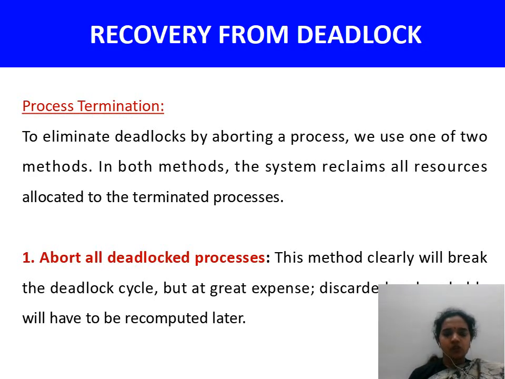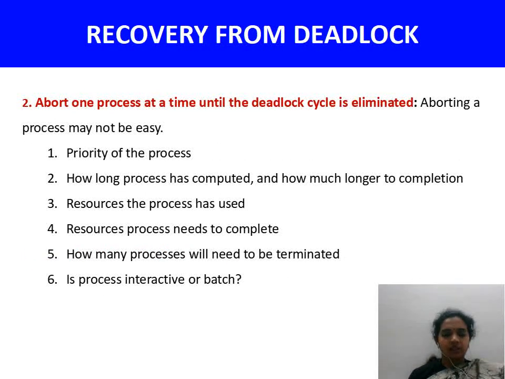The first approach is process termination. There are two sub-techniques. The first one is aborting all the deadlocked processes. That means if out of 10 processes, 3 processes are deadlocked, we can abort all 3 processes. And the second sub-technique is aborting one process at a time until the deadlock cycle is eliminated.